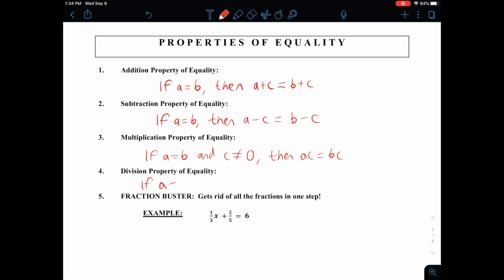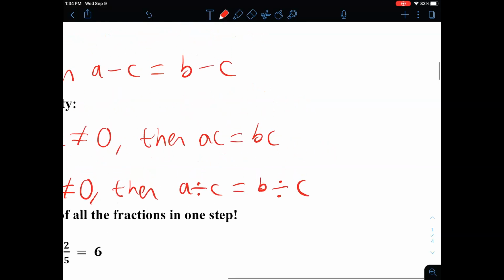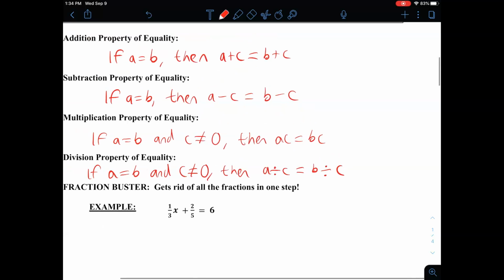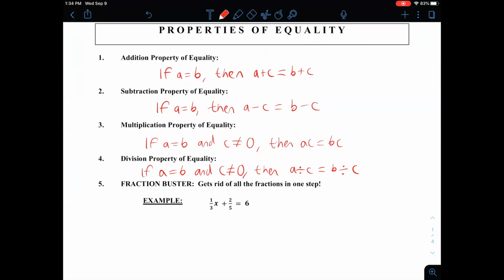The reason why we can't have c equal to 0, let's just look at this here. If a equals b and c does not equal 0, then a divided by c has to equal b divided by c. But the reason why we can't have c equal to 0 is what can't we do in math? It's like the number one rule. If we have 3 over 0, what happens? What do we get in our calculator? We get an error because math doesn't even allow you to do that. It's not allowed to divide by 0.